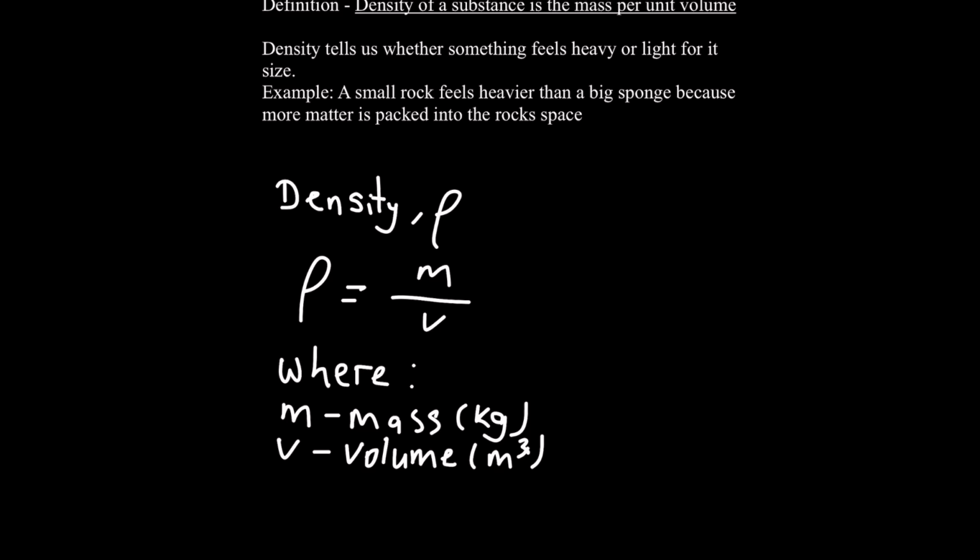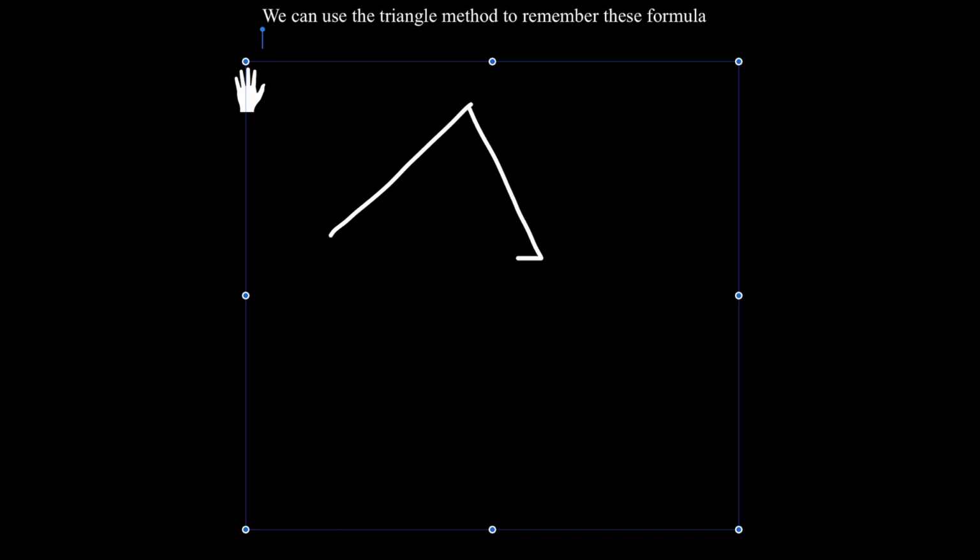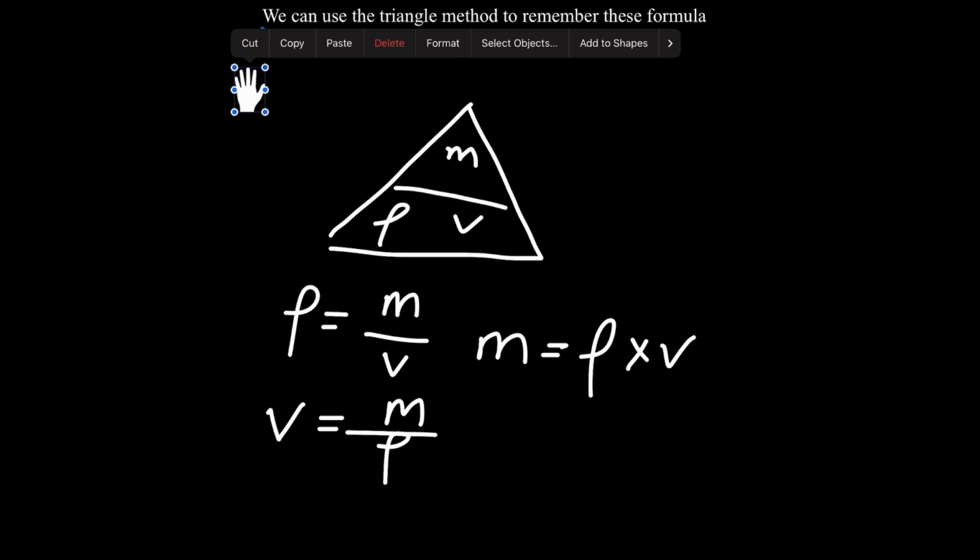An easy way to remember these formulas is to use the triangle method. With the triangle method, we draw a triangle. In the top half of the triangle, we put m, which represents mass, and in the bottom half we put rho, which represents density, and v represents volume. With the triangle method, we cover the variable we are trying to find.